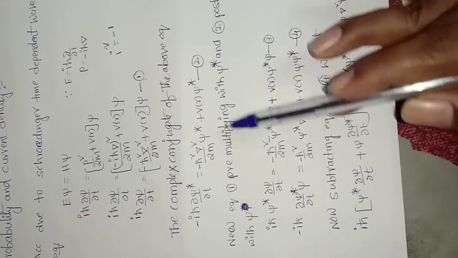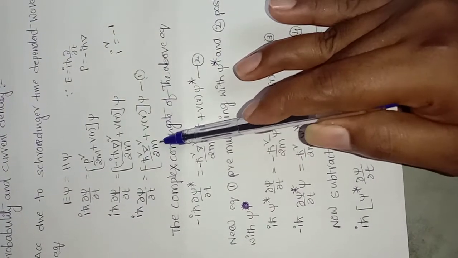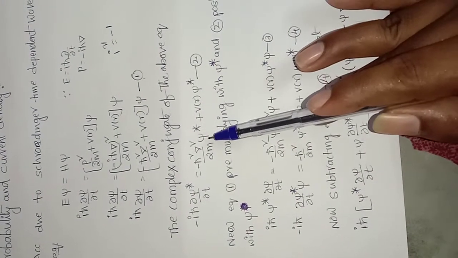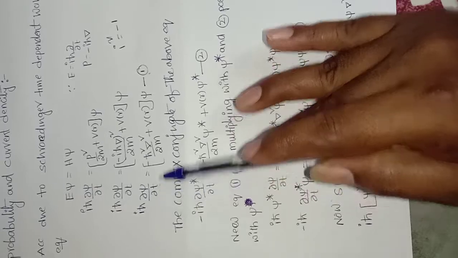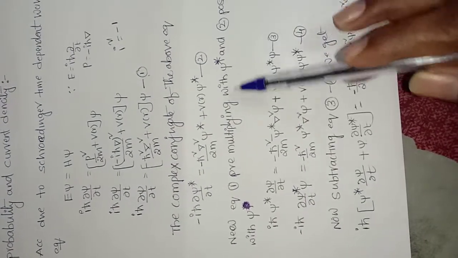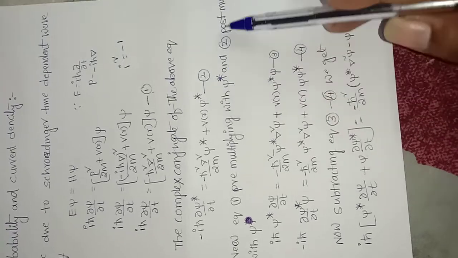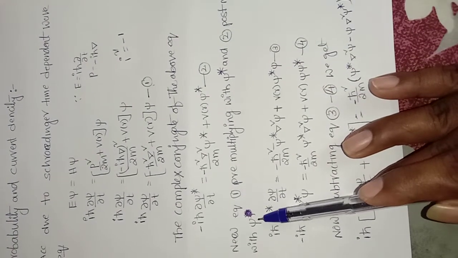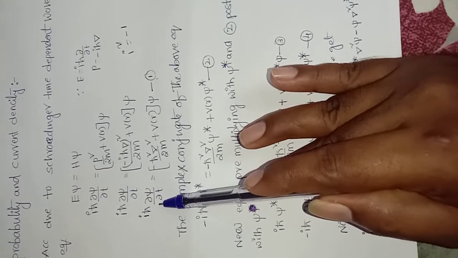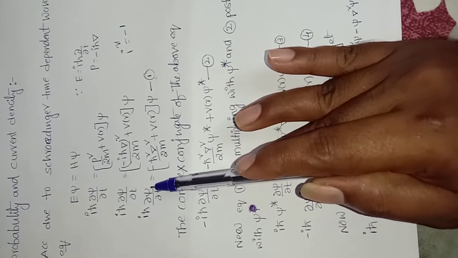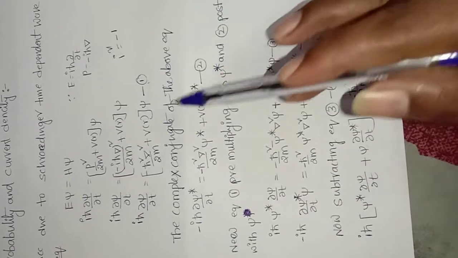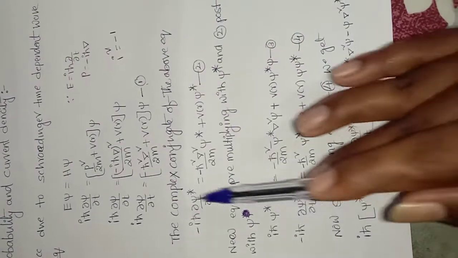Now we pre-multiply equation 1 with psi star, and post-multiply equation 2 with psi. That means psi star goes in front of the wave function, and psi goes after it, for equations 1 and 2.